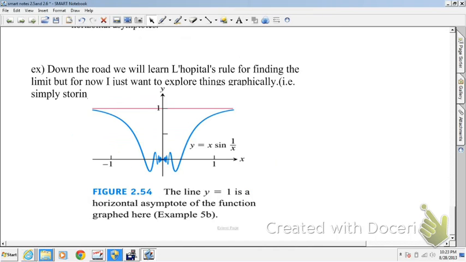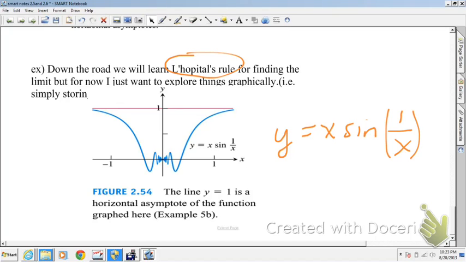Now notice at this moment, I'm not trying to get you too hung up on proving why these are. I really do want you to be good at getting the graph and looking at it graphically and perhaps numerically, the way I just did with the tables. With this example, y equals x sine 1 over x. Later down the road, we're going to learn something called L'Hopital's rule for finding a limit, but I'm going to set aside L'Hopital's rule for now. I just want to explore things graphically.